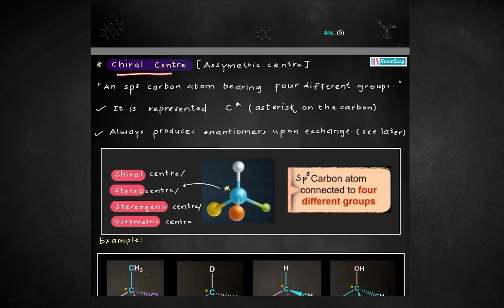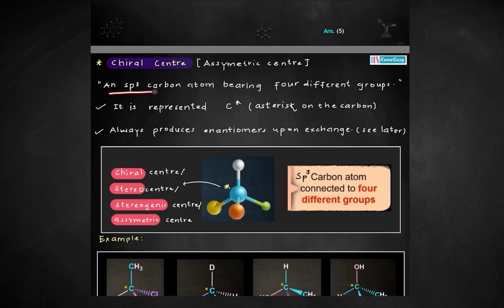So what is a chiral center? An sp3 carbon atom bearing 4 different groups is called a chiral center. It is represented by C star. Later you will study that it always produces an enantiomer upon exchange. Okay, we will see this later. Forget about the definition, let's look here.